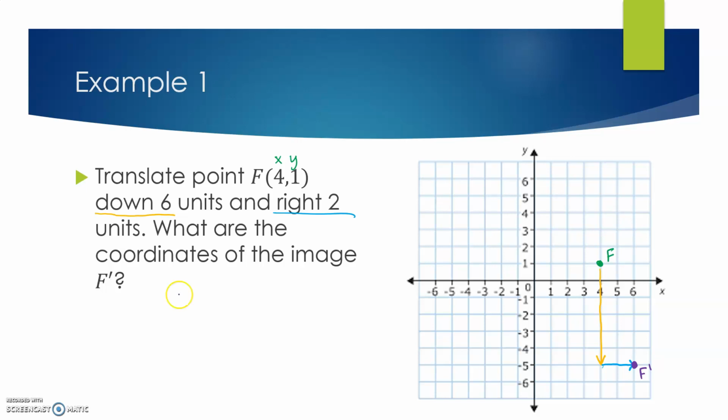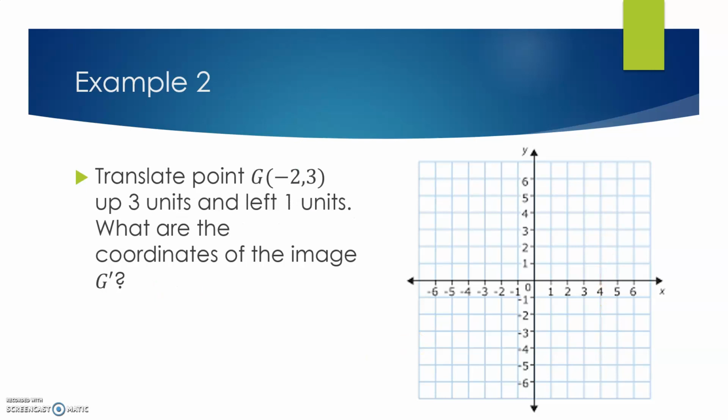Now it says, what are the coordinates of the image F prime? So we need to say, what's the ordered pair for this? So starting from the origin, I would go right 6 and down 5. Right 6, down 5. So since I'm going right 6, that's a +6. And then down 5 would be -5. So that would be my coordinates.